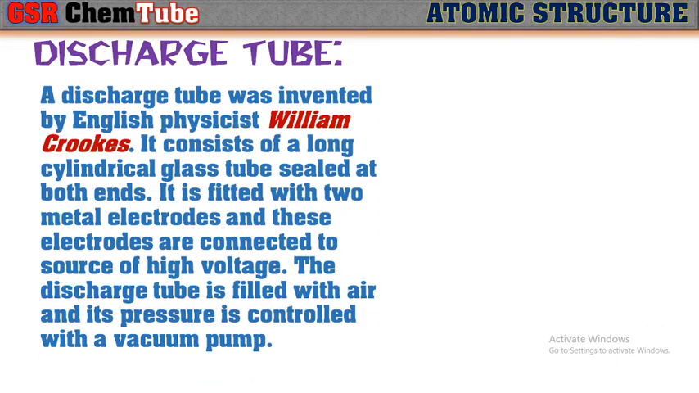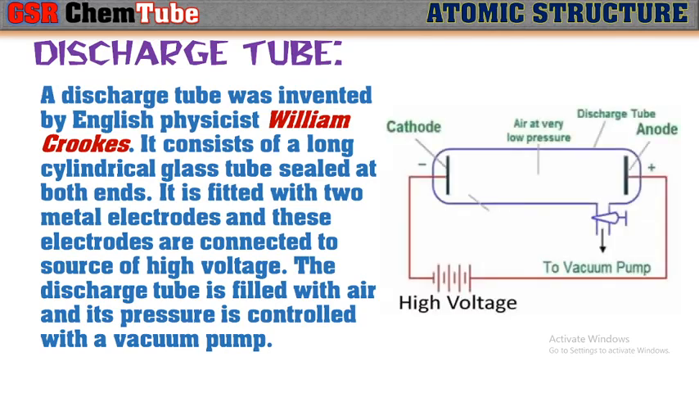A discharge tube was invented by English physicist William Crookes. It consists of a long cylindrical glass tube sealed at both the ends. Here you can see a long cylindrical glass tube which is closed at both the ends. It is fitted with two metal electrodes at both the ends, and these metal electrodes are connected to a source of high voltage current. This discharge tube is filled with air and its pressure is controlled by a vacuum pump.